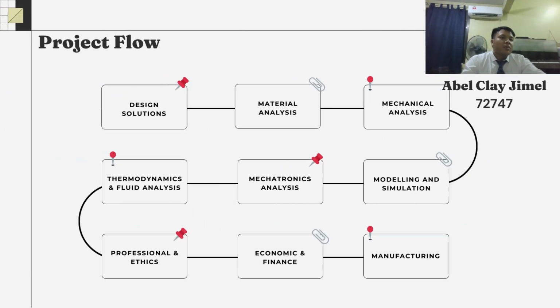Our project flow starts with a design solution. We identify what type of design to be considered. Next will be to identify what type of material to use. Next, on the material selected, we must perform mechanical analysis. From there, we perform modeling and simulation on every part and component of the electric palm cutter tool, and we identify what type of electronic components to use for our electric palm cutter tool.